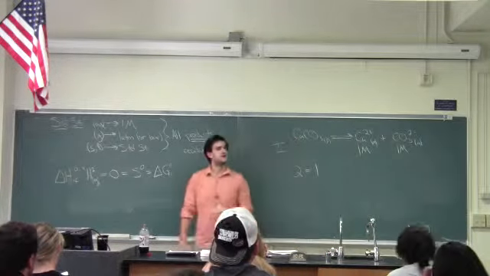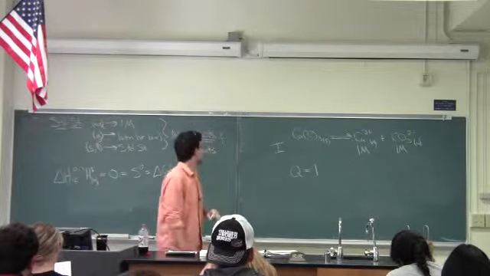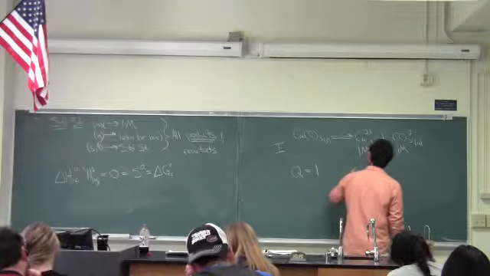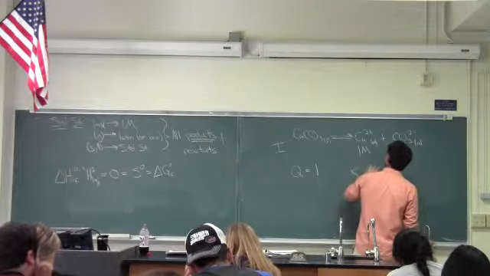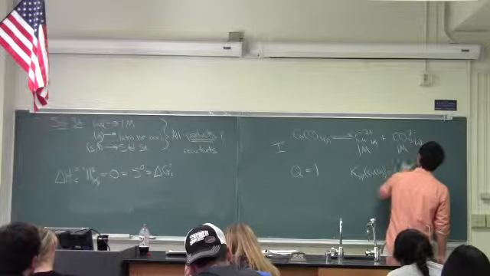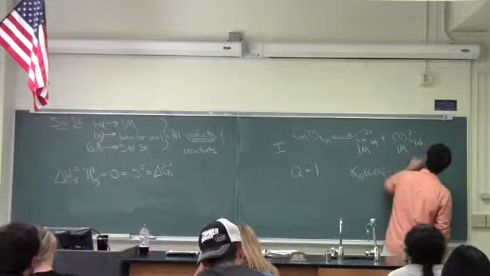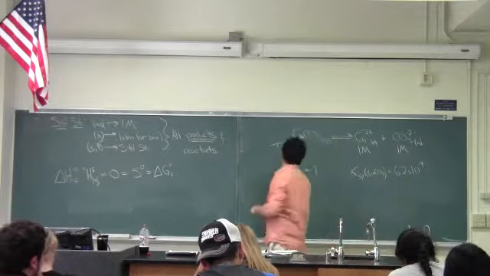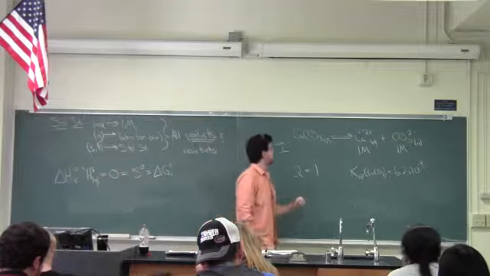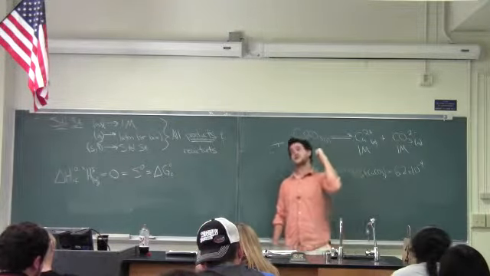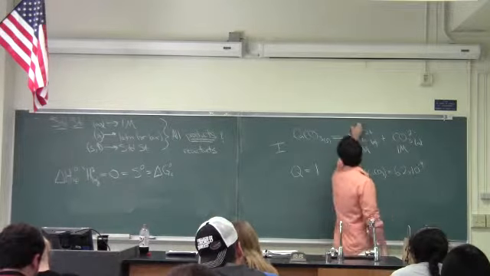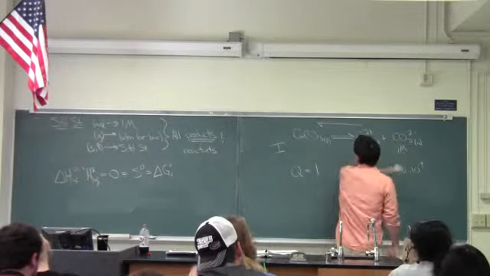So for this reaction, any reaction in the standard state, Q equals 1. K for this reaction, Ksp of calcium carbonate, what's that number? 6.2 times 10 to the minus 9. Still low enough. So Q is a little bit larger than K, yes? Which means, which way is this reaction going to go? To the left by a very large landslide.